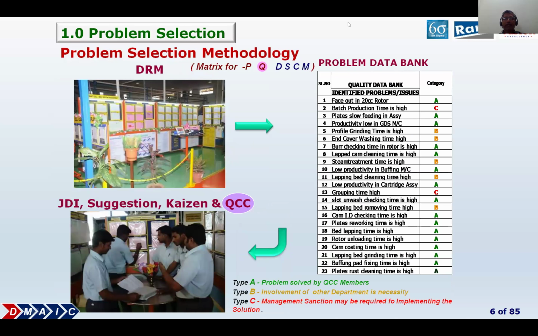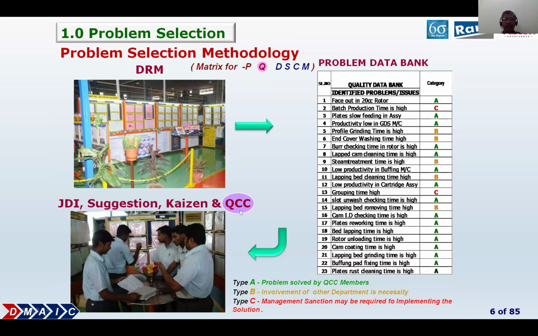So how did we select the problem? Based on the daily review, which is our daily routine management system, and these are all the data bank. Based on the daily review system, we collected this data bank. From this data bank, we collected this based on our JDI. We use suggestions, Kaizen and QCC. QCC means quality control circle. These are the methodologies we use to take any project.